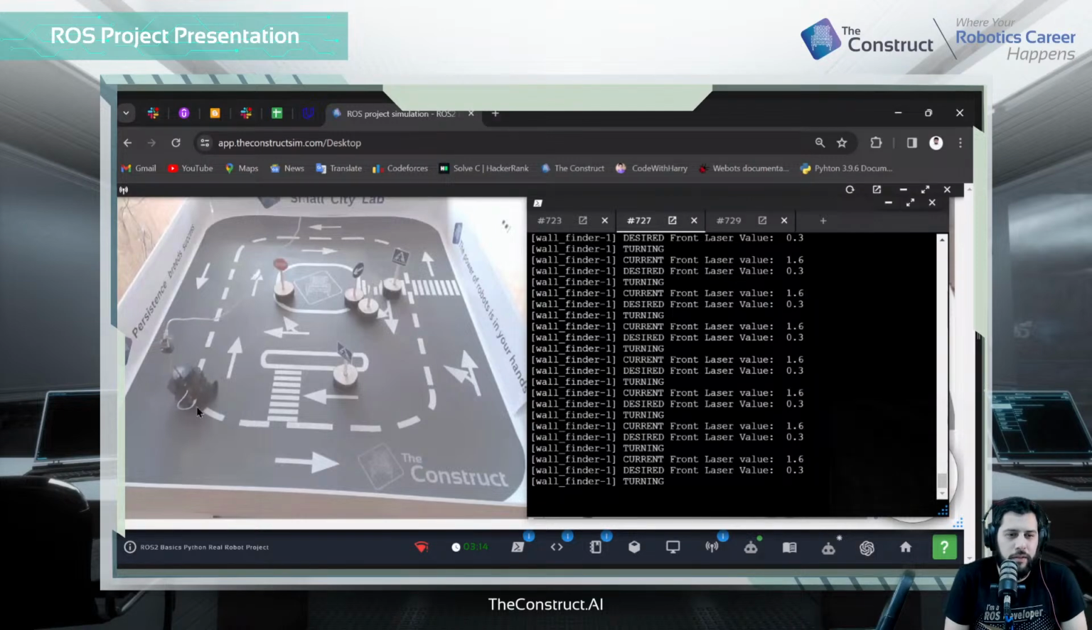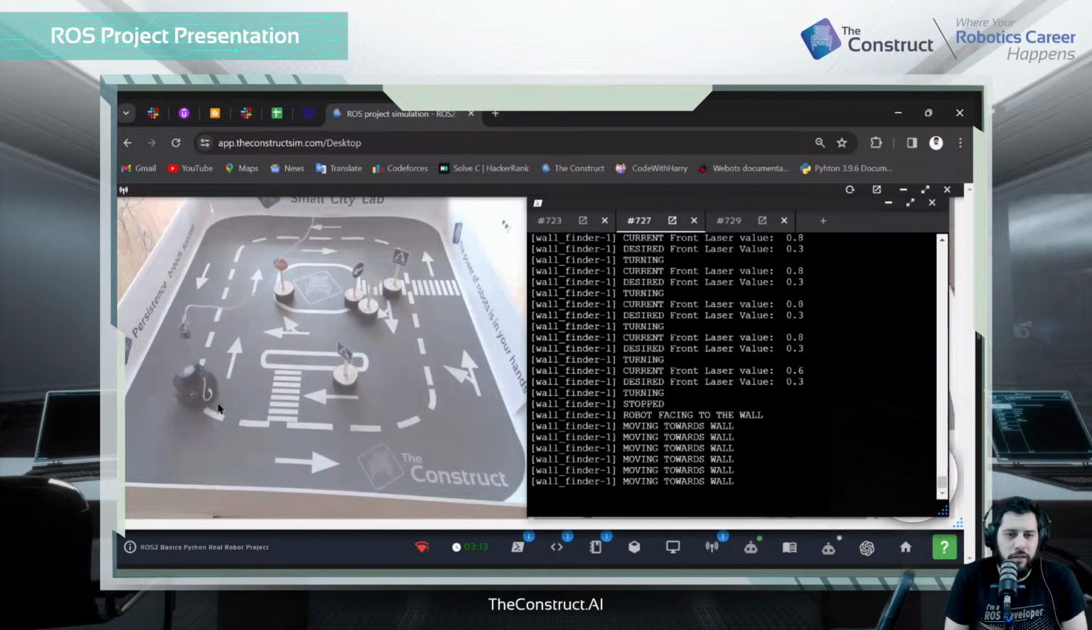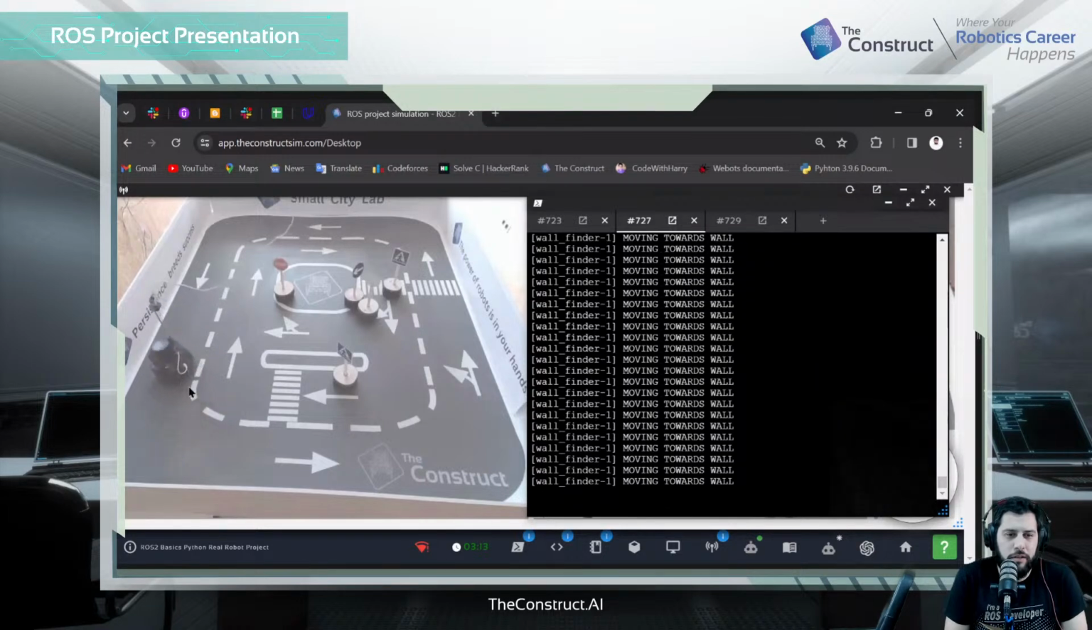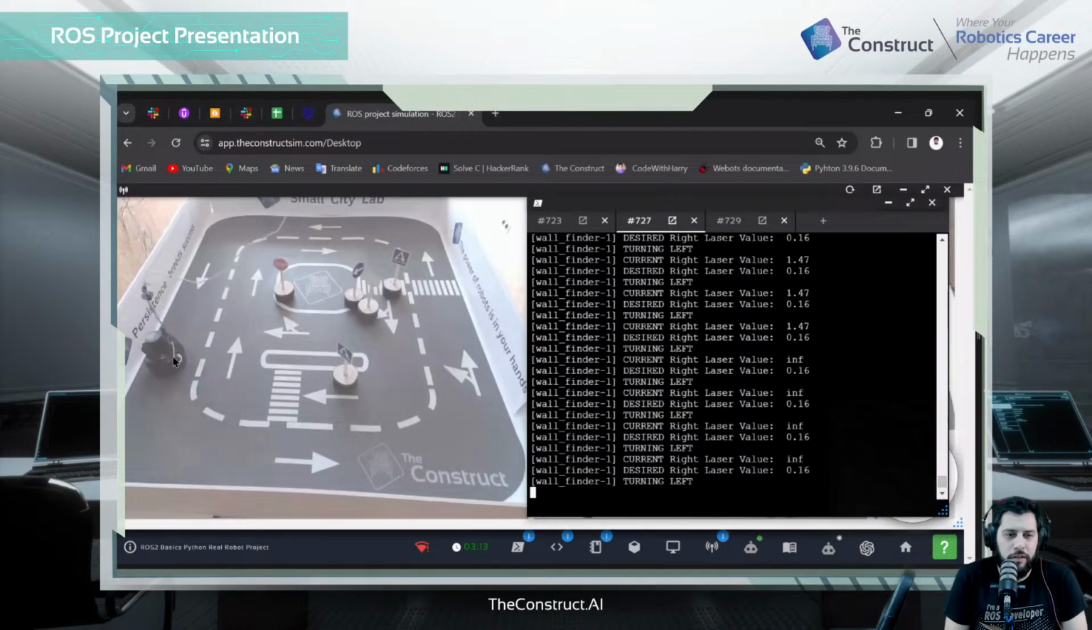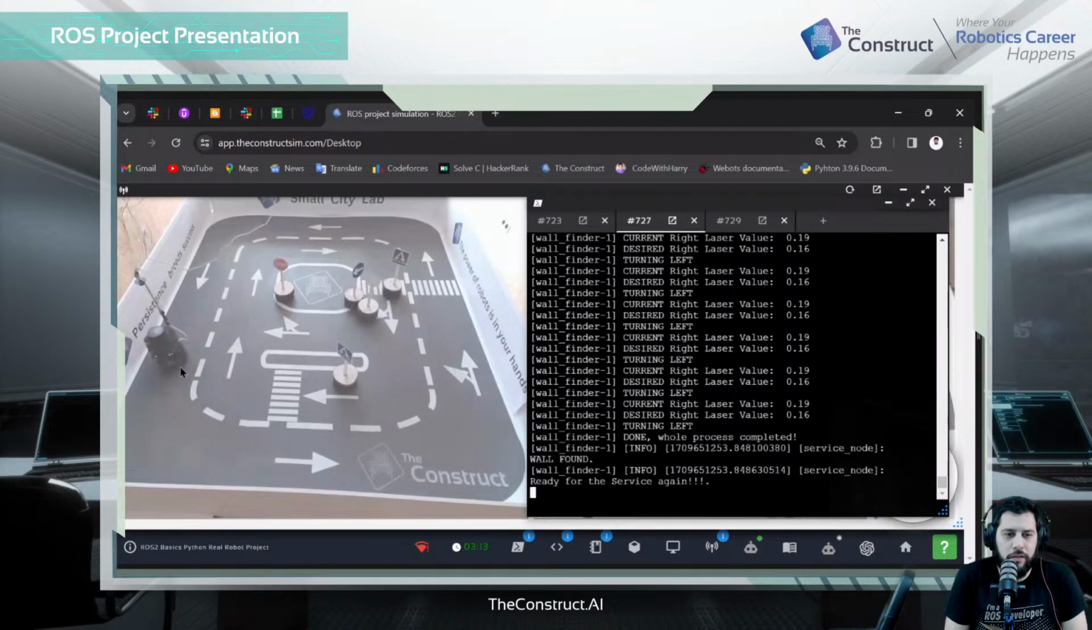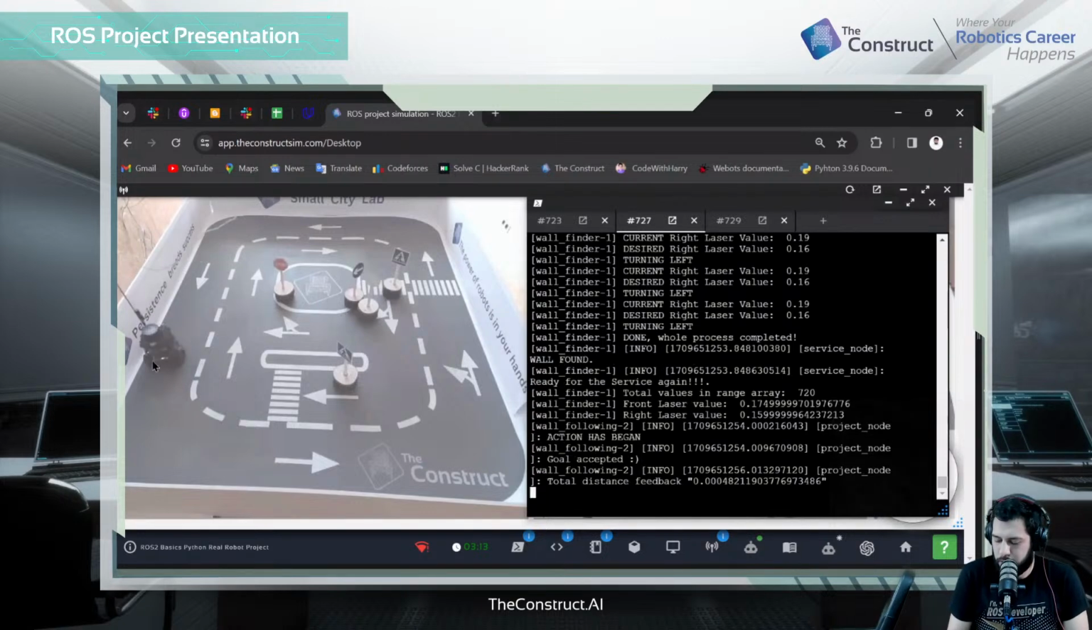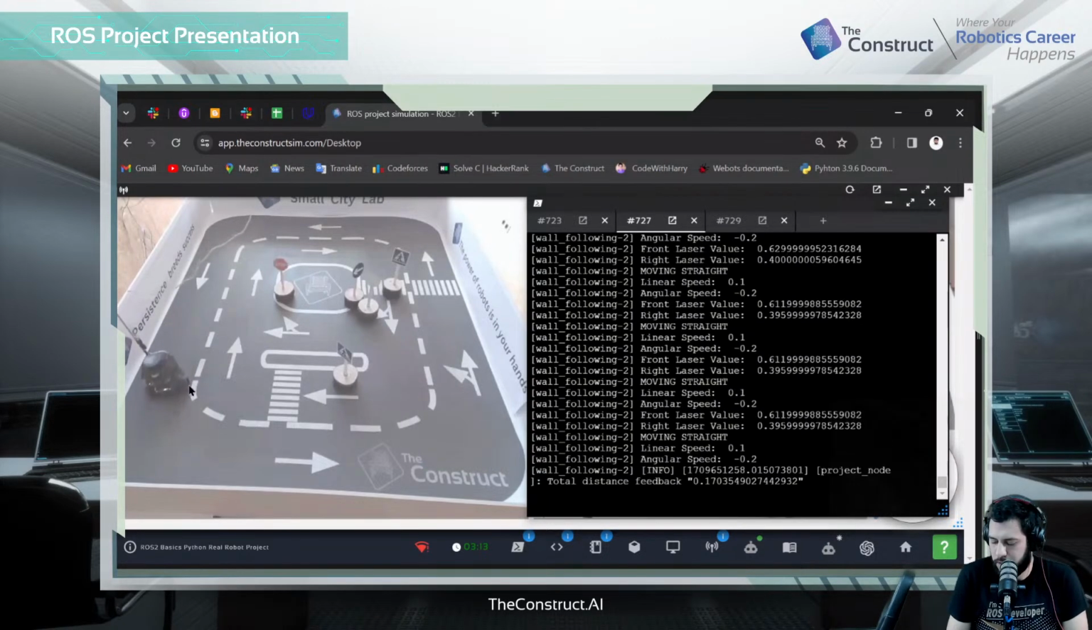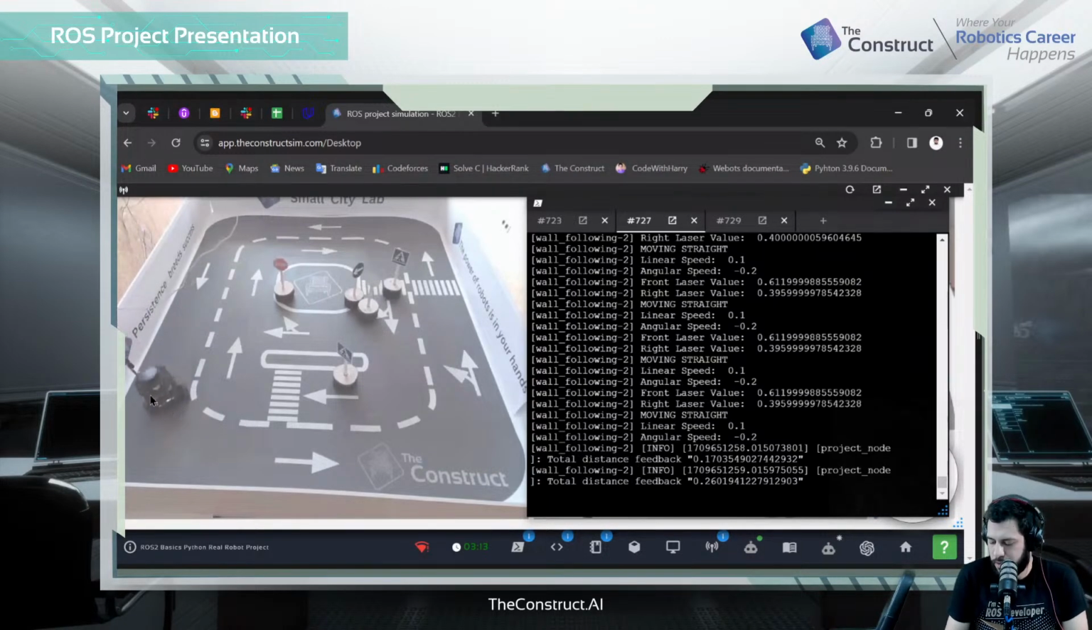Yeah, now you can see the robot is finding its nearest wall, so it is turning towards the wall. Once it faces the nearest wall, it moves towards the wall, and then the right side of the robot should align, it should face the wall. So that part is completed. Now the service is completed. Now it's going to the action.